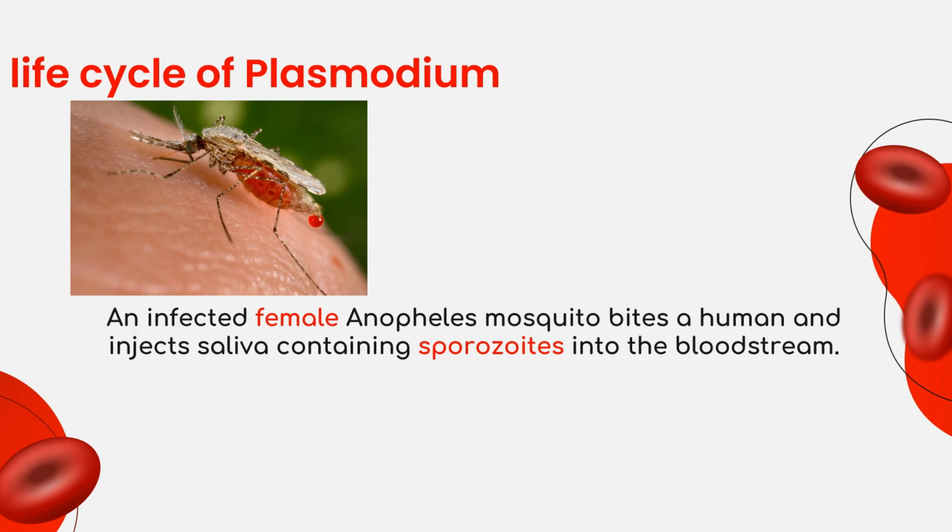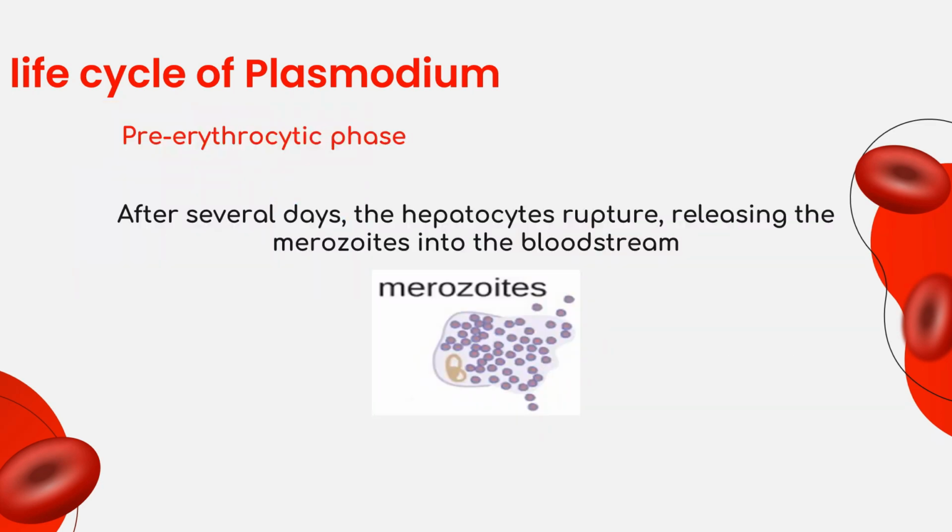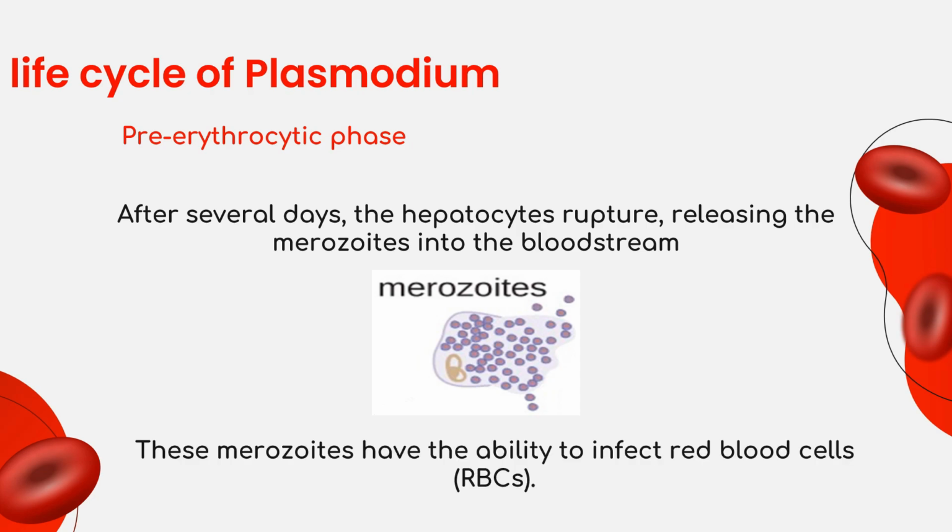Sporozoites are the infective stage of Plasmodium that can travel to the liver and invade hepatocytes. Inside the hepatocytes, the sporozoites multiply by a process called exoerythrocytic schizogony, producing thousands of merozoites, daughter cells. After several days the hepatocytes then rupture and release the merozoites into the bloodstream, where they can infect red blood cells. This stage of the life cycle is called the pre-erythrocytic phase because it occurs before the infection of RBCs.